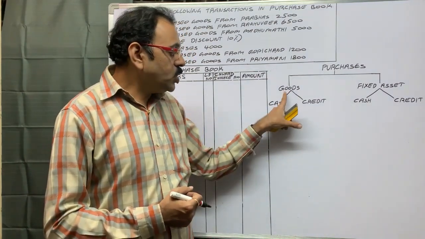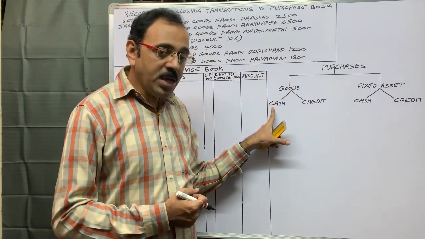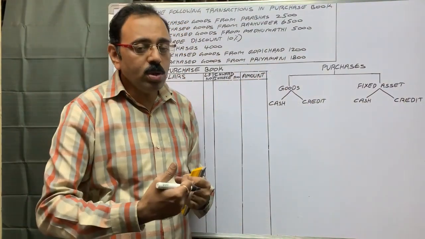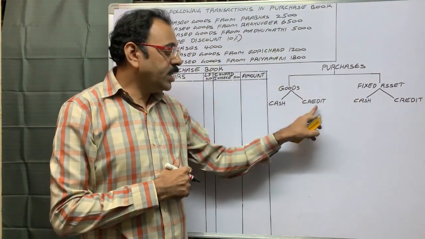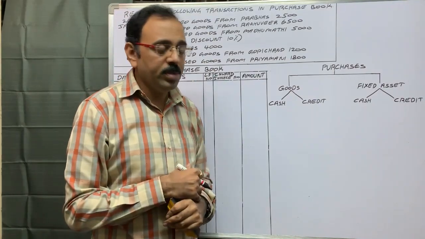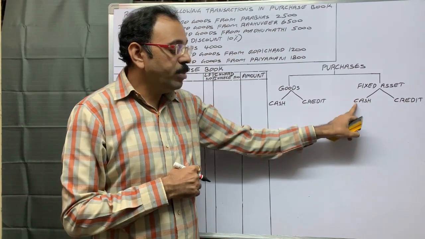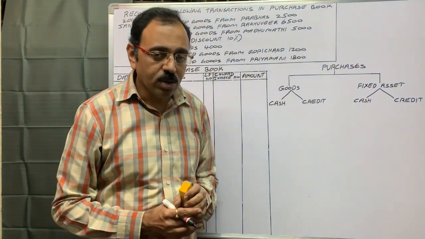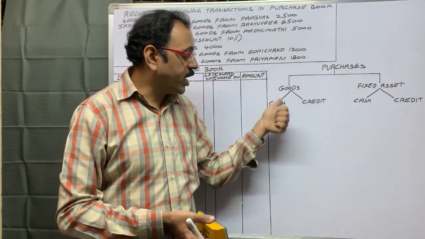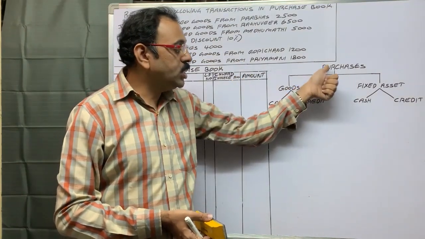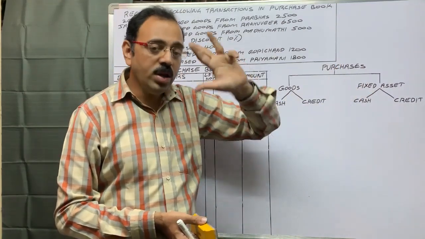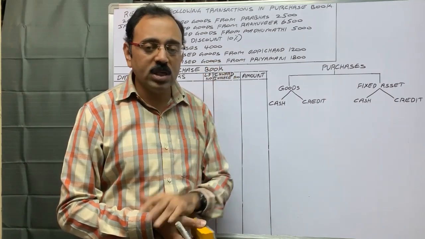Now, these goods we may buy for cash or on credit. Cash purchases means what? We buy goods, immediately we pay money. Then credit purchase means what? We buy goods but payment will be postponed. Similarly, fixed assets also we may buy for cash or on credit. So there are four types of purchases. Goods purchased for cash, one type. Goods purchased on credit. Fixed asset purchased on cash. Fixed asset purchased on credit. Total four types of purchases we have.